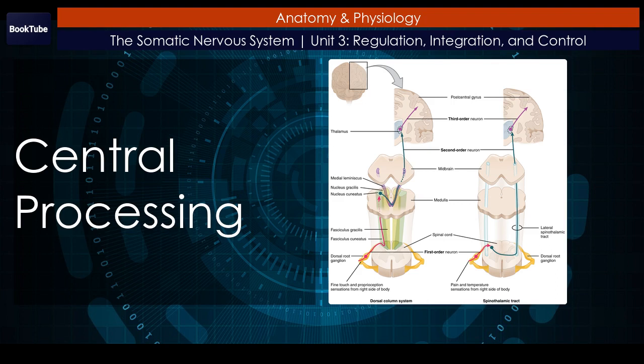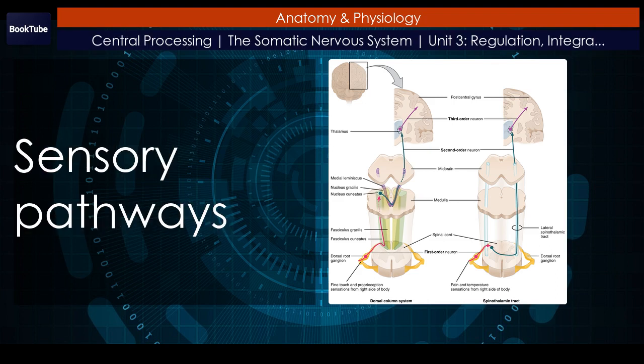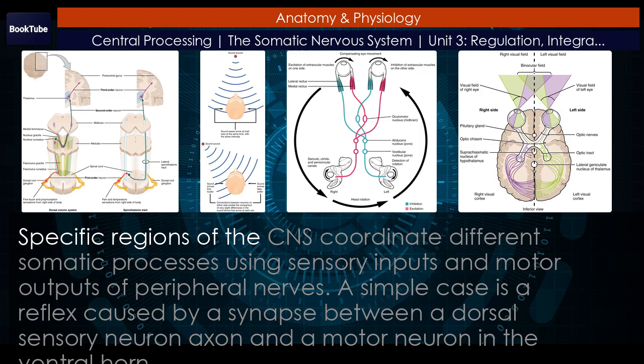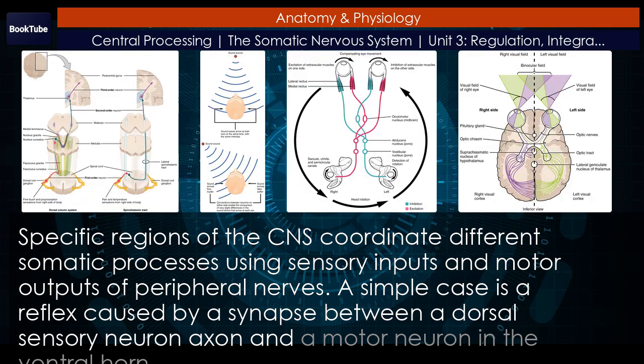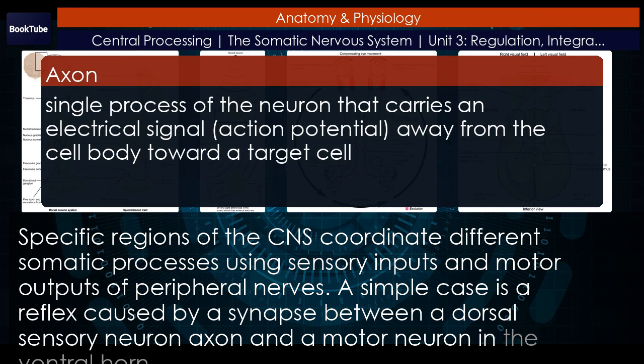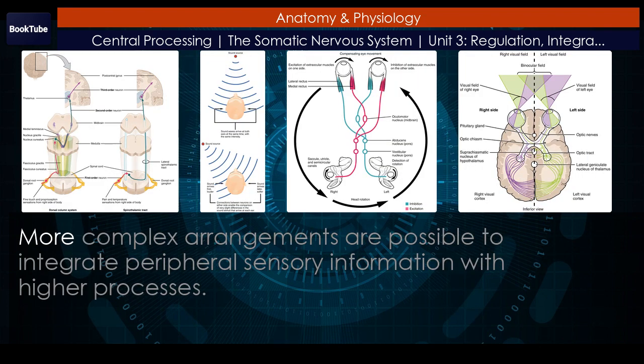Central processing. Sensory pathways. Specific regions of the CNS coordinate different somatic processes using sensory inputs and motor outputs of peripheral nerves. A simple case is a reflex caused by a synapse between a dorsal sensory neuron axon and a motor neuron in the ventral horn. More complex arrangements are possible to integrate peripheral sensory information with higher processes.